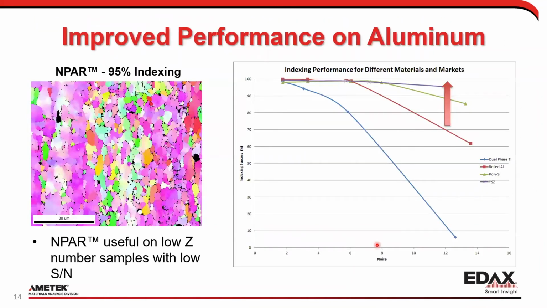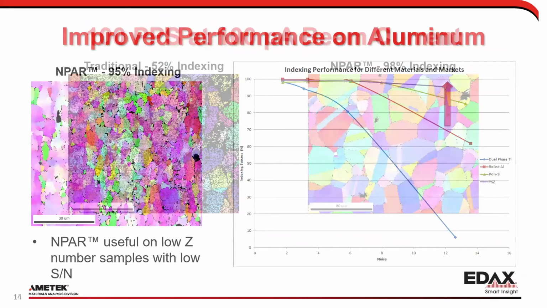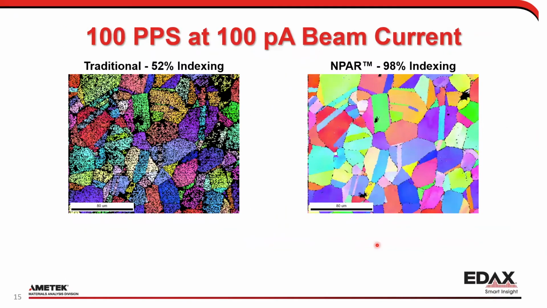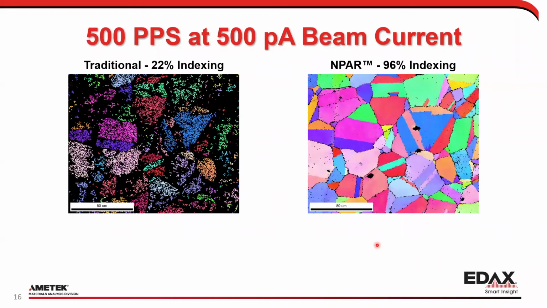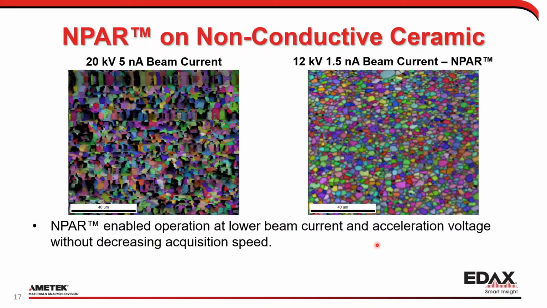Again, it really does a good job of bending the curves. Here's one at low beam current. This is a sample that was taken at 100 picoamps. It gets noisy at that level because there's just not much signal, and because of that, NPAR does a very, very good job of cleaning it up. Here's a non-conductive sample. This is a good example where with NPAR you can use less beam current and get the same thing. This is 20 kV at 5 nanoamps, which charges too much. I actually go to 12 kV and 1.5 nanoamps, run it through NPAR, and you get good data.